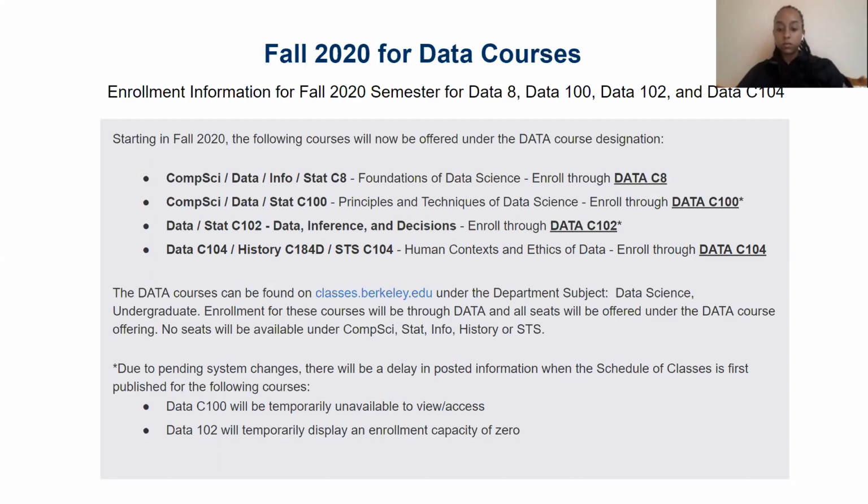Because of current changes going on with the system, when the schedule of classes was published, we have Data C100 temporarily unavailable to view, and Data 102 temporarily displays an enrollment capacity of 0, but these are things that will be updated over time, and the data science department will be keeping students informed about these updates. So if you're not on the Data 001 Piazza, I'd highly recommend getting on that because they will be posting updates about enrollment.